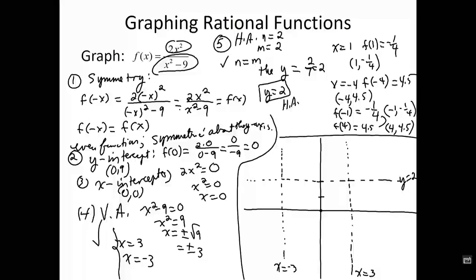The y-intercept is going to be 0 as well. All right, and what else do we know? We have other points. F of 1 is -1/4, so about here. F of -1 is also -1/4, so we have this. All right. So let's see what's happening here. So the graph is going to look like this.